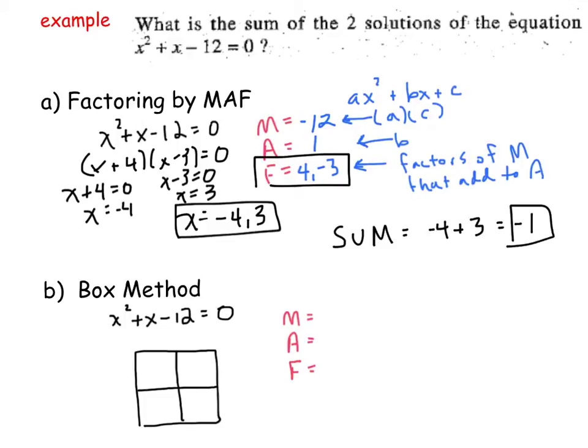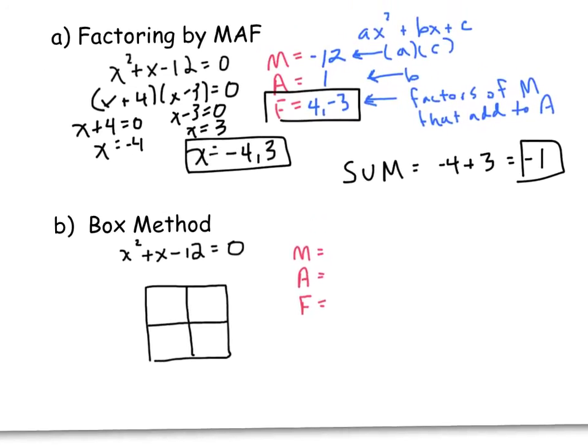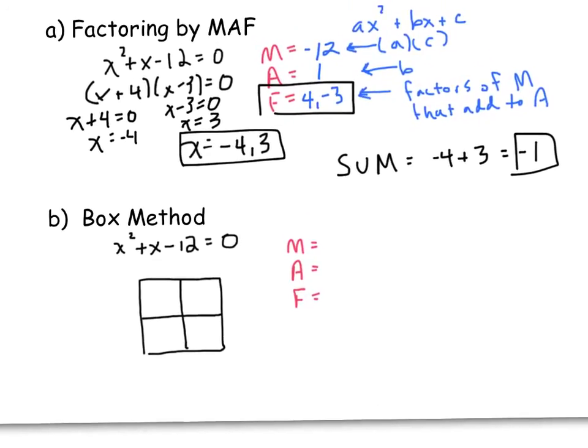If you're not a fan of MAF and you learn the box method, you still start by doing MAF. So you're going to get negative 12, 1, and then 4 and negative 3. What you do at this point is you put x squared in here, you put your 4x and your 3x here, and you put your negative 12 here.